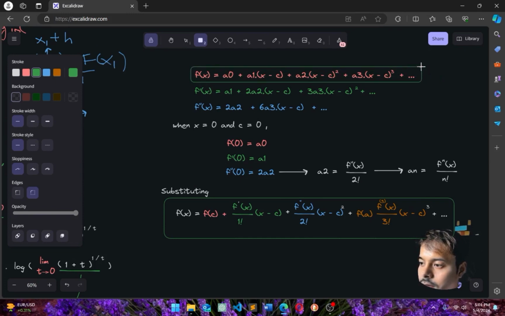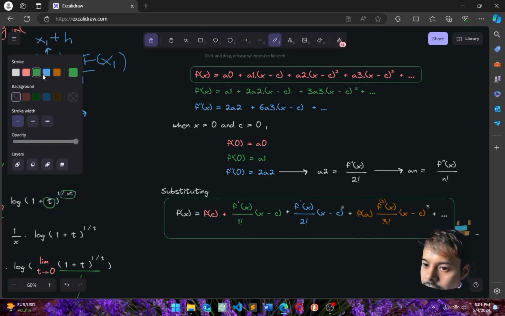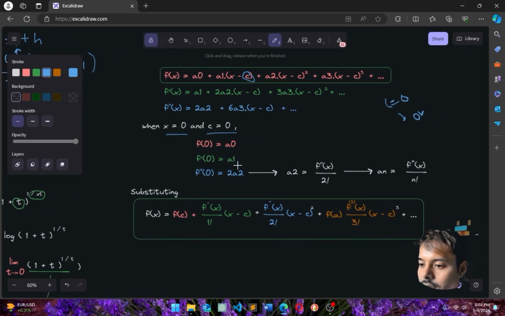This is the power rule, and we're going to take a derivative of it. Here it is, centered at C. You can see it is centered at C. What if C is equal to 0? If C is equal to 0, it is centered at the origin, right? So when x equals 0 and c equals 0, we get the value here of the first derivative and second derivative.